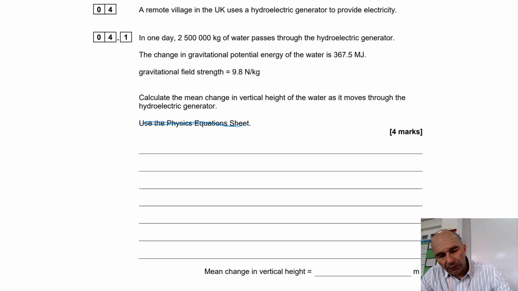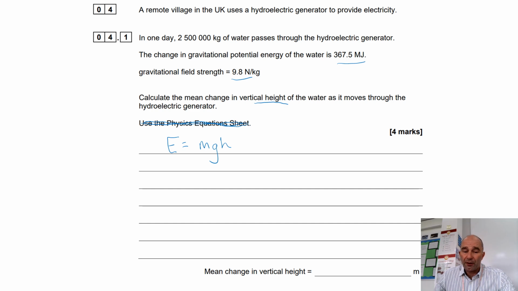That's not the case for you guys, because you won't have the formula sheet when it comes to your exam. So this is one of those formulas that you need to know. The particular formula you need to be thinking about is gravitational energy equals mass times gravitational field strength multiplied by change in height. You've got some clues there, because we've got to calculate the mean change in the vertical height. We've got gravitational field strength, we've got the gravitational potential energy of the water, and we've also got the mass of water.